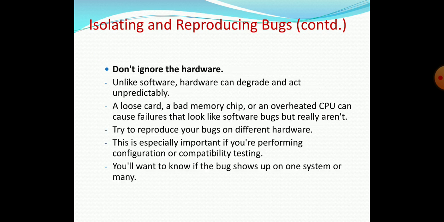And then finally, don't ignore the hardware. Unlike software, hardware can degrade and act unpredictably. A loose card, a bad memory chip, or an overheated CPU can cause failures that look like software bugs but really are not. Try to reproduce your bugs on different hardware. This is especially important if you are performing configuration or compatibility testing. You will want to know if the bug shows up on one system or many.